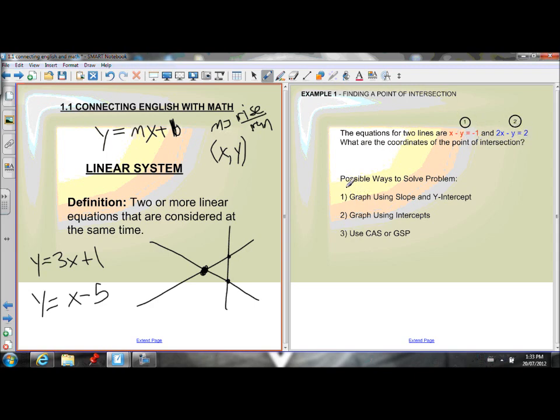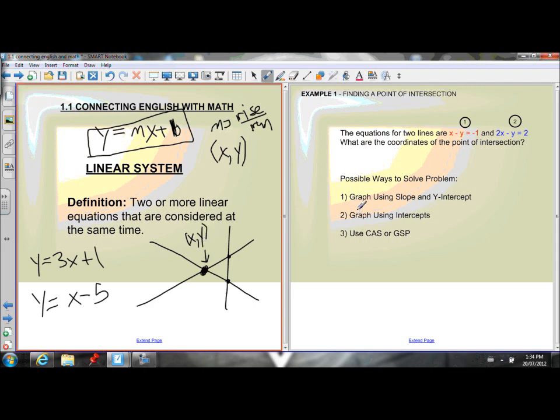Okay. Possible ways to solve this problem. We can graph using slope and y-intercept. So if we put the equations into this form, y equals mx plus b, we know how to graph those from grade 9, and we can find out where they intersect, find the coordinate of where they intersect. Whatever the xy coordinate of that is, that'll be our point of intersection.